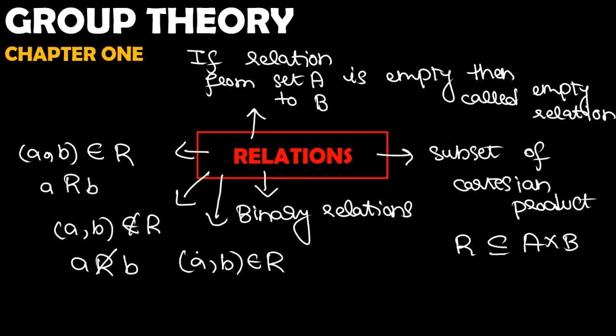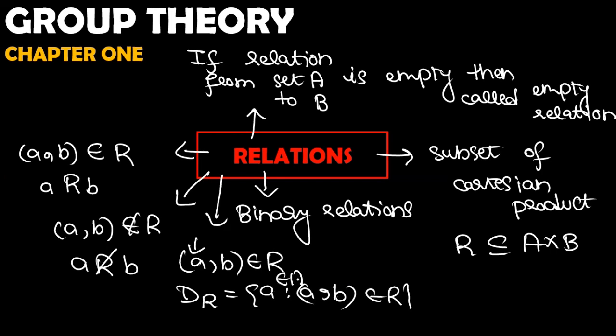Before that, you should know that if (A, B) belongs to a relation, then the first element of every ordered pair in the relation is called the domain of the relation, such that A belongs to A such that (A, B) belongs to R. Similarly, the range or codomain of a relation is the second element of every ordered pair in it. So B in the ordered pair belonging to R is called the range of the relation.